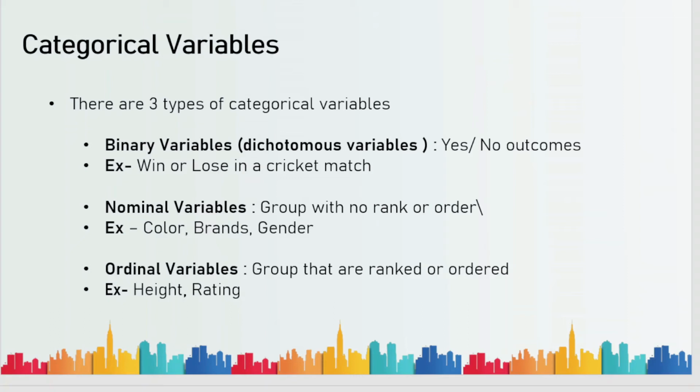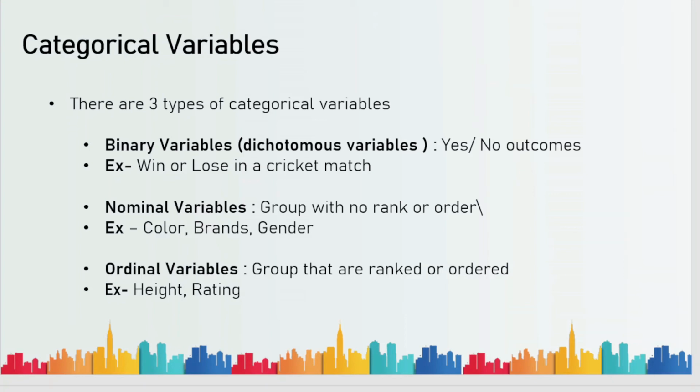Next, we have ordinal variables. These are variables in which the groups have some kind of order. An example could be height or rating. Let's say we have a height variable which can take three values: tall, medium, and short. Here we know that tall is greater than medium and medium is greater than short. So you can see that there is a kind of relationship, or you can say order. This bifurcation of categorical variables is very important because we have to preserve this information, else our machine learning model will not yield desired results.